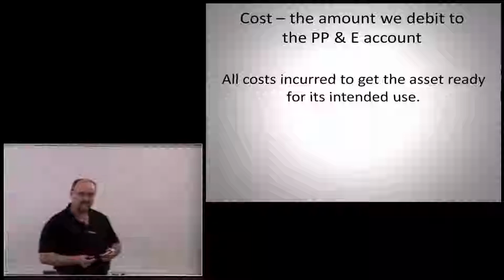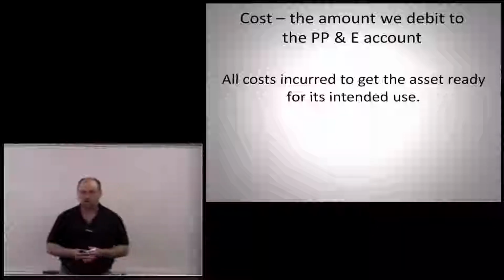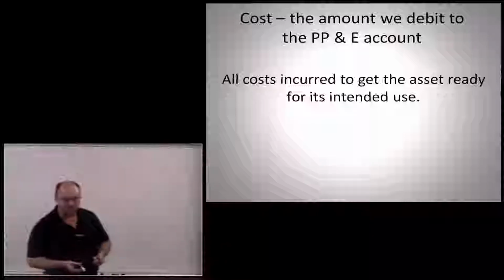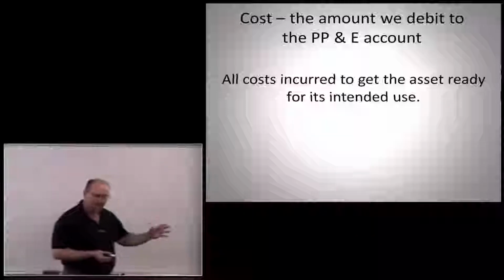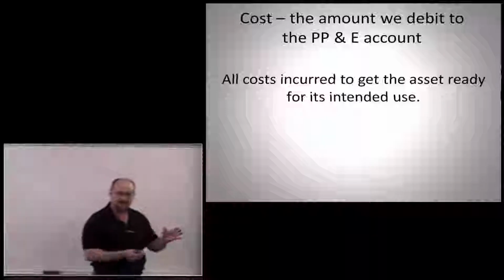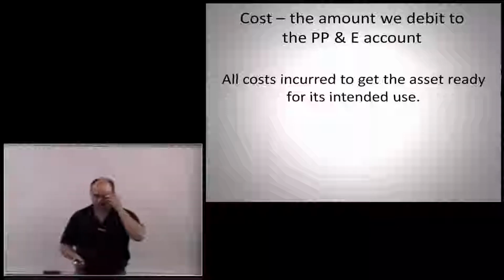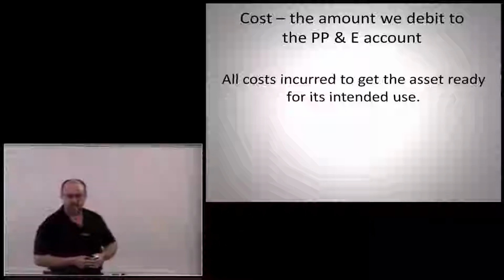For a building, in addition to the purchase price, or the cost to construct it, we have architect's fees. Again, we may have broker fees. If we buy an existing building and we gut the inside of it to reconfigure it to serve our purposes better, all those costs get included in the cost of the building, the amount we debit to the building account, and then we depreciate that amount.